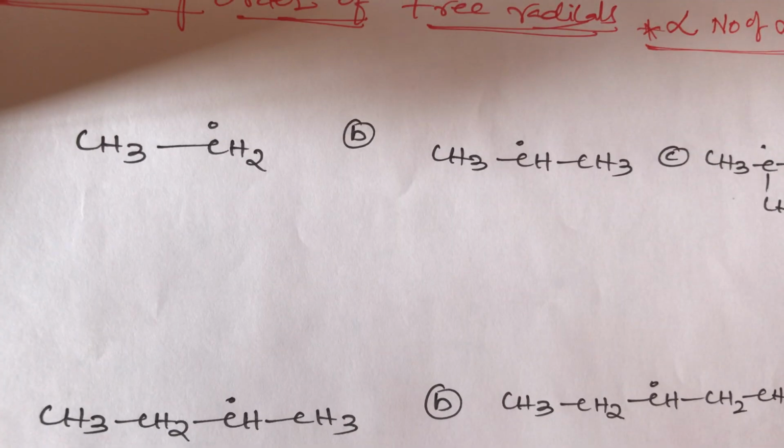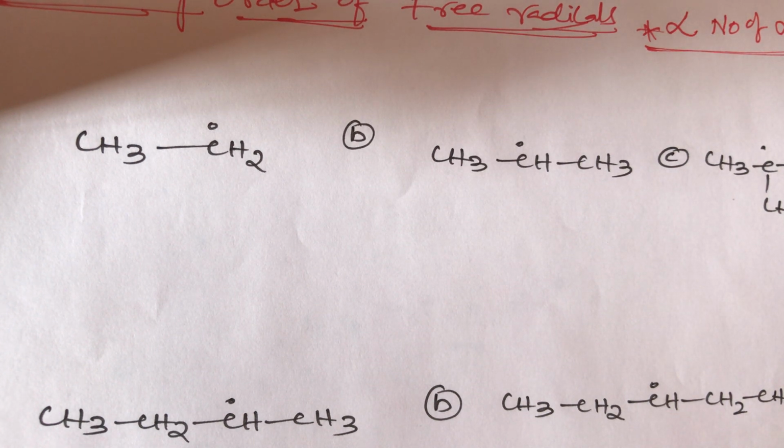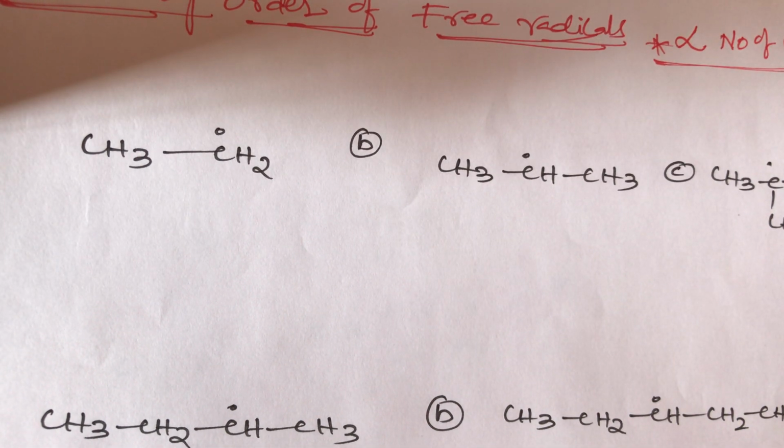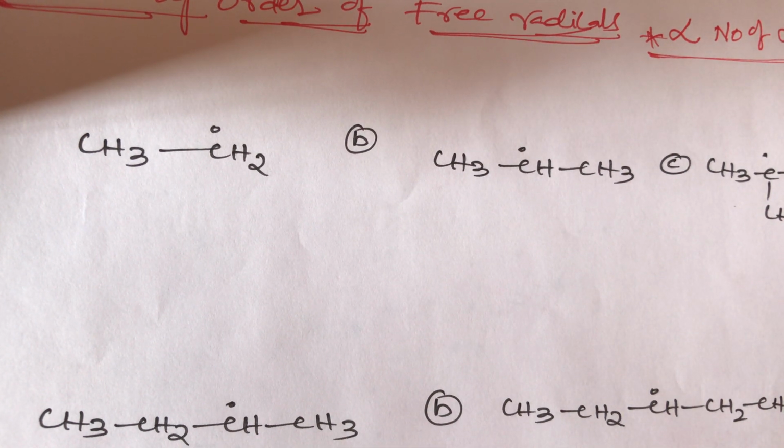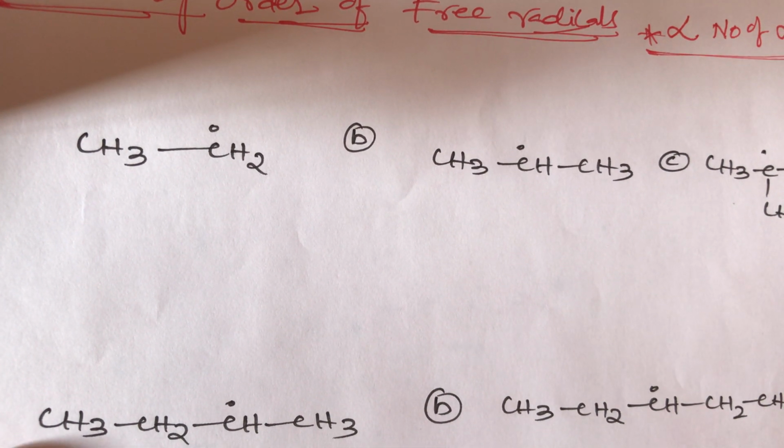So now find out this one. What is alpha? How do we find out alpha hydrogen? Alpha hydrogen means hydrogen connected to an alpha carbon. Alpha hydrogens are always connected with an alpha carbon. First, how do we find out the alpha carbon?